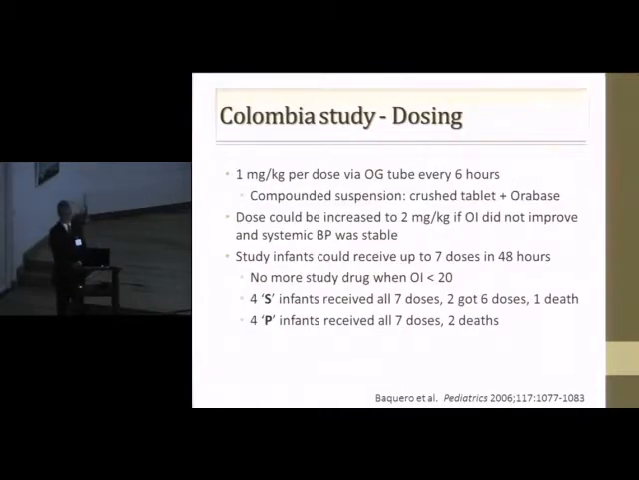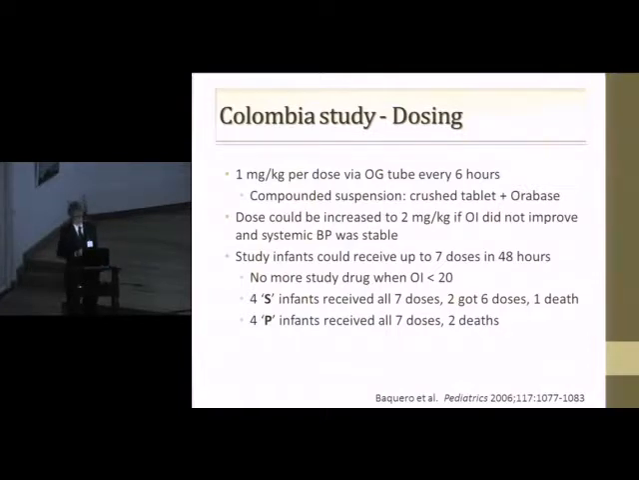They extrapolated a dose from the adult literature, and the adult literature, as you know, is Viagra for erectile dysfunction in males. That then got extrapolated to pulmonary hypertension in adults, which then got extrapolated to pulmonary hypertension in babies. But they took the Viagra tablets and crushed them and mixed them in Orabase, and as part of their protocol, you could go from 1 milligram per kilogram per dose to 2 milligrams per kilogram per dose if your OI did not improve and your systemic blood pressure was stable.